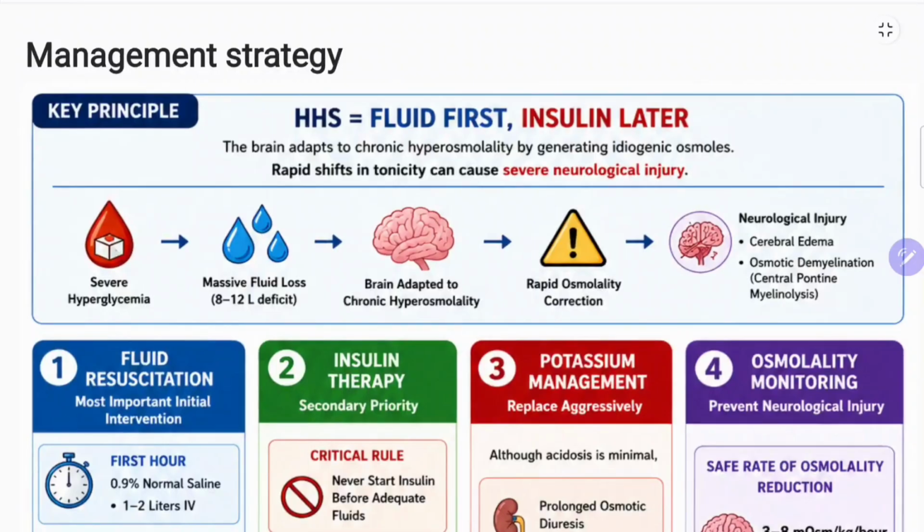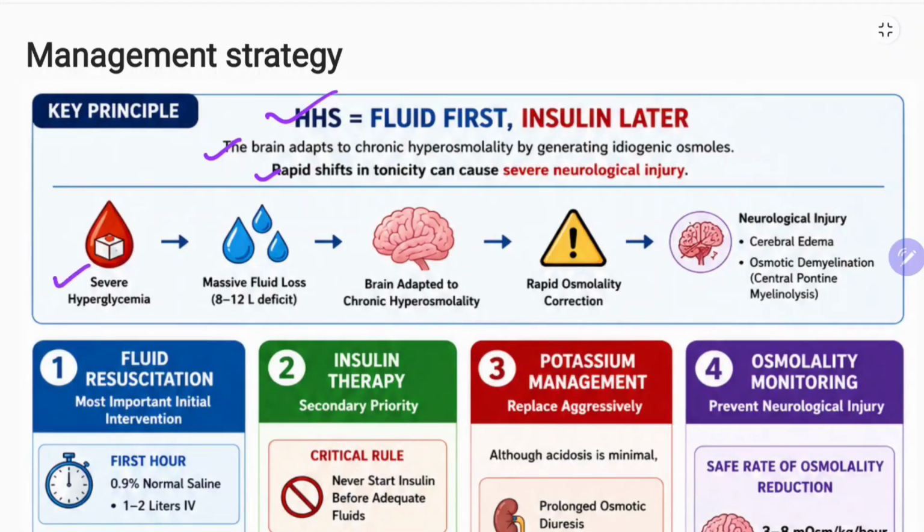The key principle to remember here is fluid first and insulin later. Similar to diabetic ketoacidosis, there also you give fluid first, then after checking sodium levels, accordingly you give insulin. Fluid first and insulin later. The brain adapts to chronic hyperosmolality by generating idiogenic osmoles. Rapid shifts in tonicity can cause severe neurological injury.